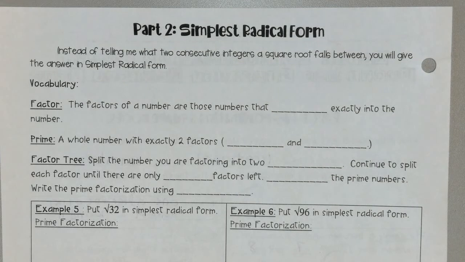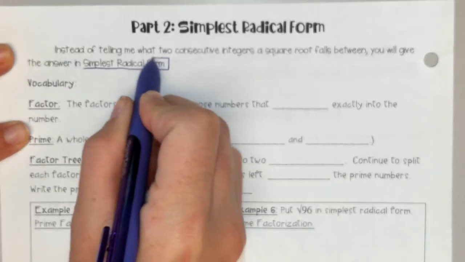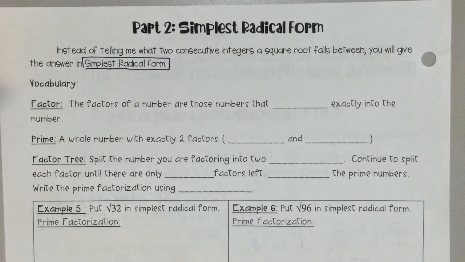Part 2 is simplest radical form. It is among the more difficult things that we will do this year. Not the hardest, but it takes a while to get the hang of sometimes. So, instead of telling me what 2 consecutive integers a square root falls between, this time you will give the answer in simplest radical form. Things you need to know.